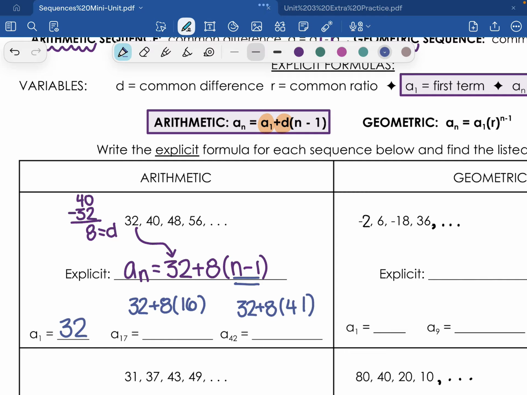If I want to get the second term, I've only added 8 once. If I want the third term, now I've added 8 twice. So it's always one less than the term you're looking for. And then I would just grab a calculator at this point and type it in.